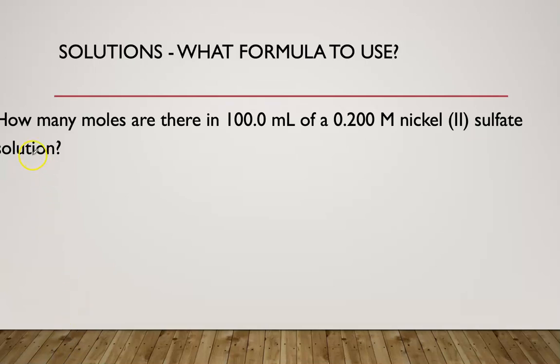All right, here's another one. So thinking about what formula are you going to use? So the hardest thing about this problem, I feel like, is figuring out the formula. So if it's nickel 2, that's a 2 plus. Sulfate, of course, is a 2 minus. And so you can see that your formula is just going to be NiSO4 because the 2 plus and the 2 minus are going to cancel each other out.